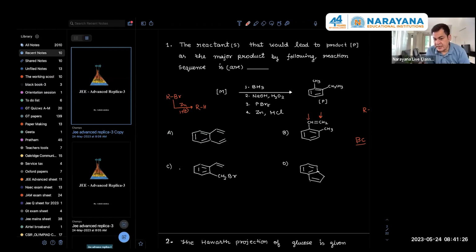Same with reactant C. Again here, anti-Markovnikov addition of OH, OH replaced by Br with the third reagent, and the Br reduced by zinc and HCl again becomes CH3, and that will become CH2CH.